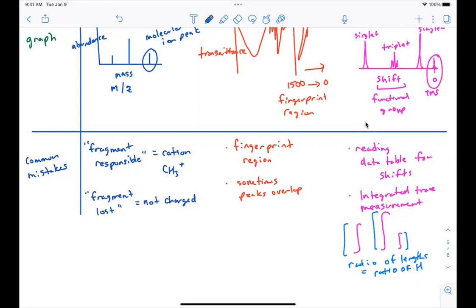Oh, then they probably gave you the formula. Yeah, if they give you the formula, then you can just count the hydrogens in the diagram itself by identifying the environments and then just counting how many are in each environment and then find the ratio.